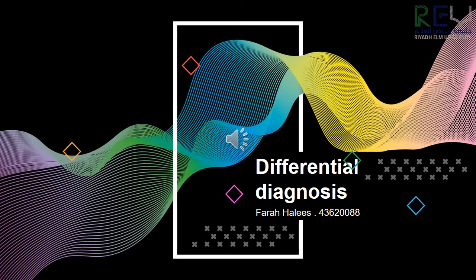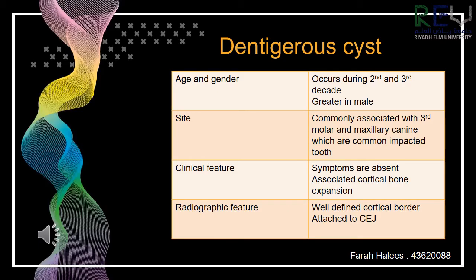Hello everyone, my name is Farah Halis and I'm going to talk about the differential diagnosis. According to the case given, we suspected 4 differential diagnoses. The first is dentigerous cyst. According to age, it occurs during the second and third decade, and according to gender, it is greater in males. According to the site, it is commonly associated with the third molar and maxillary canine, which are common impacted teeth. Clinically, symptoms are absent, associated with cortical bone expansion. Radiographic feature: well-defined cortical border attached to the CEJ.